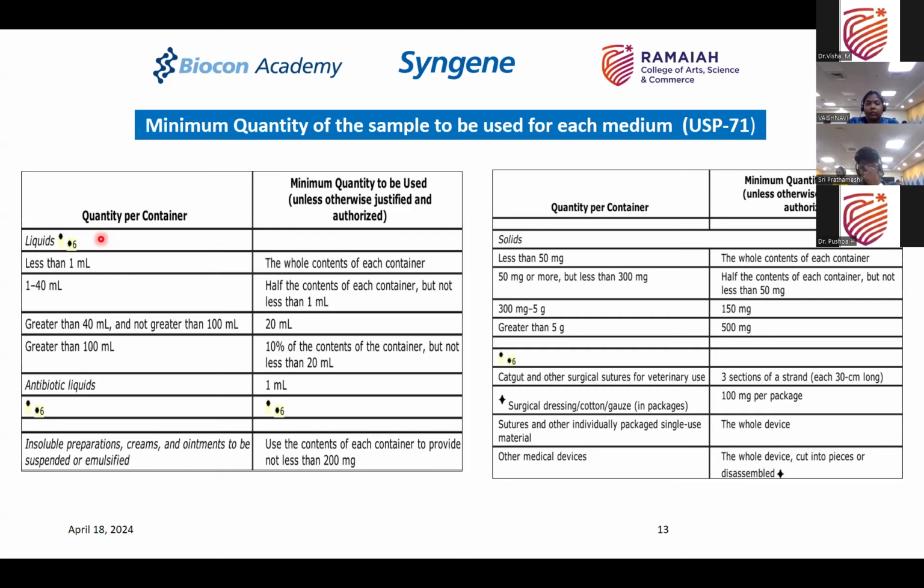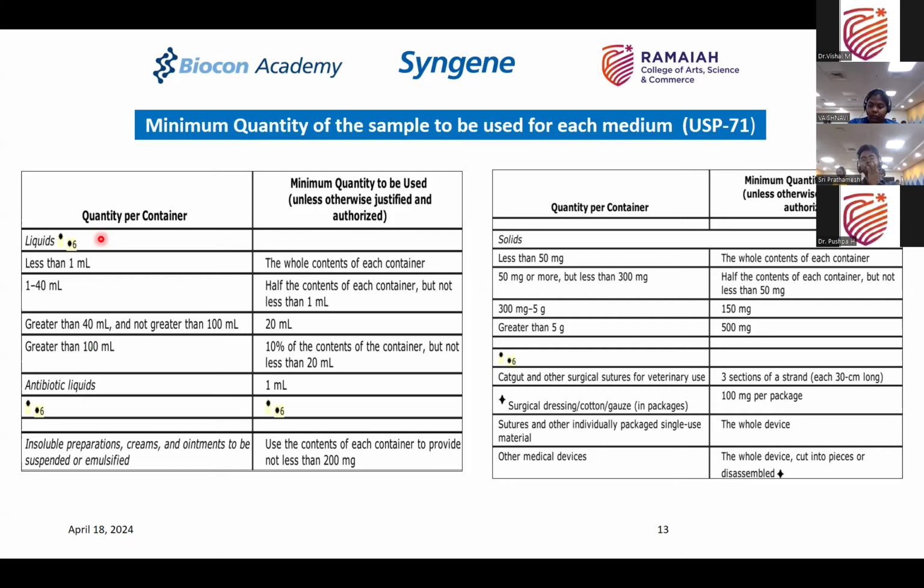Likewise, they have also given for surgical dressing, cotton, gauze in a packet. 100 milligrams of that particular surgical dressing or cotton or gauze in a packet has to be weighed, and it has to be inoculated into the media.